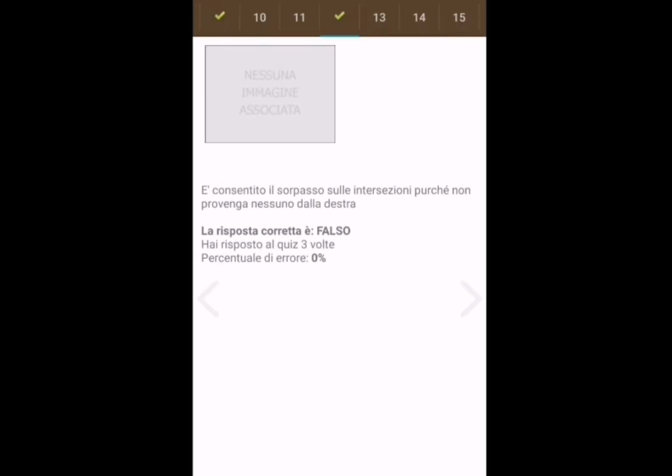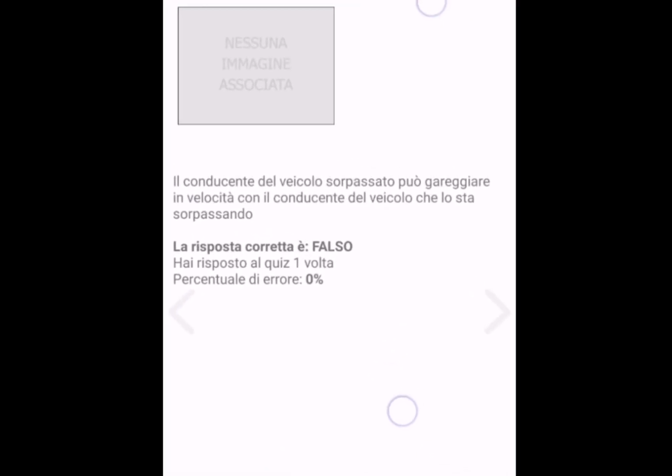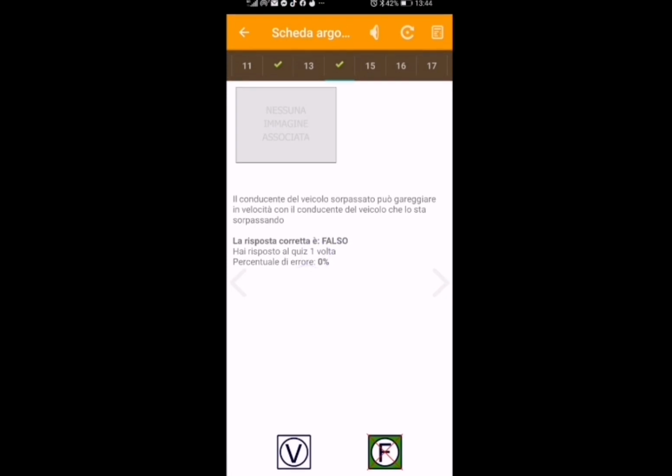So quickly, we look at the other ones. "Il conducente di veicolo sorpassato può gareggiare in velocità con il conducente di veicolo che lo sta sorpassando." Can you imagine? That is exactly what I said before. This thing is in the quiz. The driver of the vehicle that is being overtaken can race in speed with the vehicle that wants to overtake him, which is faster. You must not do that.